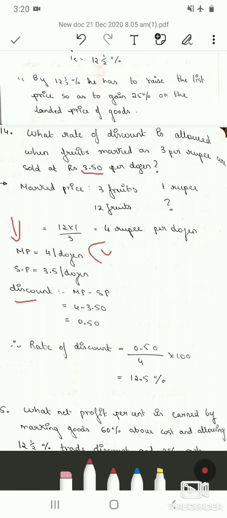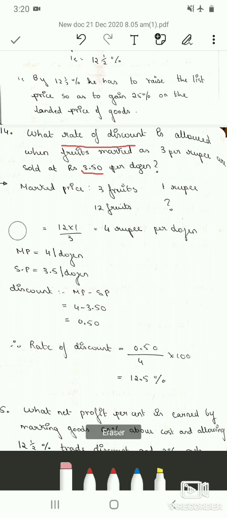So we got marked price as 4 rupees and selling price is in the question, that is 3.5. So 4 minus 3.5 is 0.5, but they have asked rate of discount. So the rate of discount is discount divided by the marked price into 100. So 0.5 divided by 4 into 100 is 12.5, or 12 and 1 by 2% is the rate of discount. So even this is an easy problem. This might be asked for 2 marks problems.